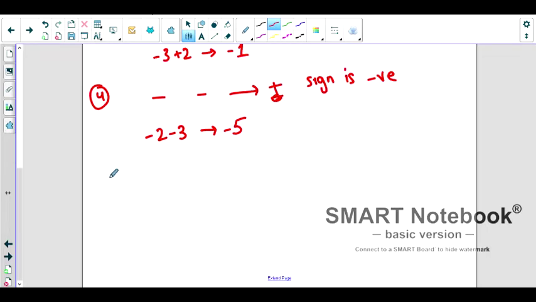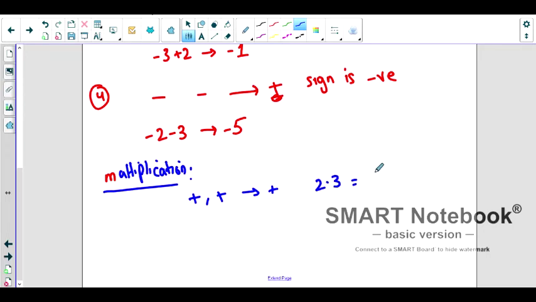In case of multiplication, it is comparatively easier as compared to addition, because you don't have to take care of the sign that much. If the first number is positive, second number is positive, the answer is also positive. Like 2 into 3 is positive 6, because both are positive numbers. If one is positive, the second is negative, then the answer is negative. Like 2 into negative 3, it will be negative 6, because this is positive and this is negative.